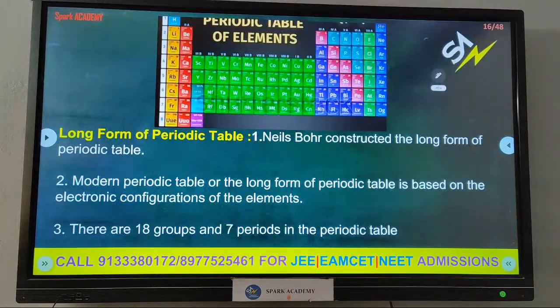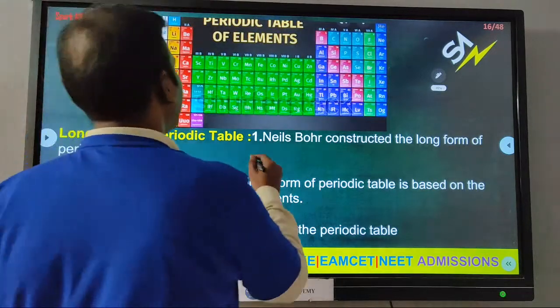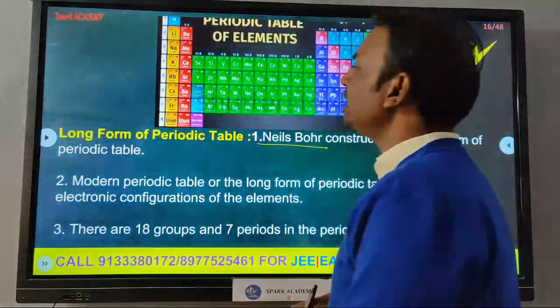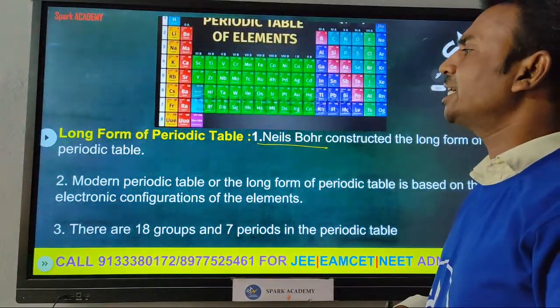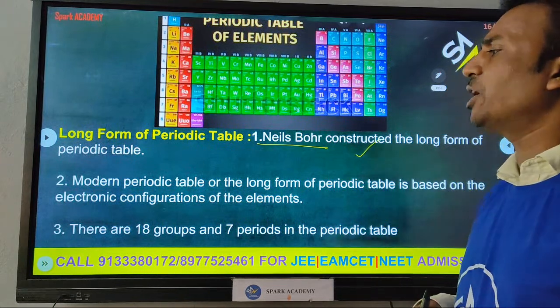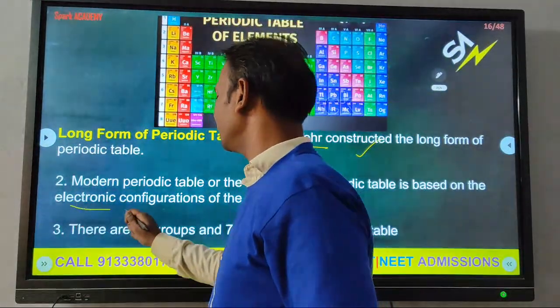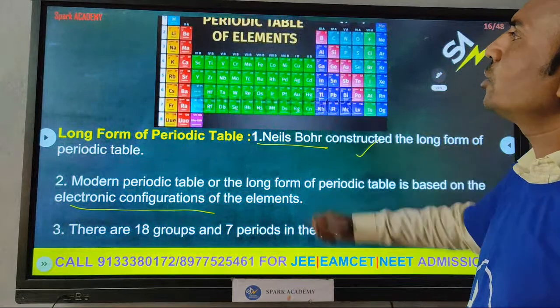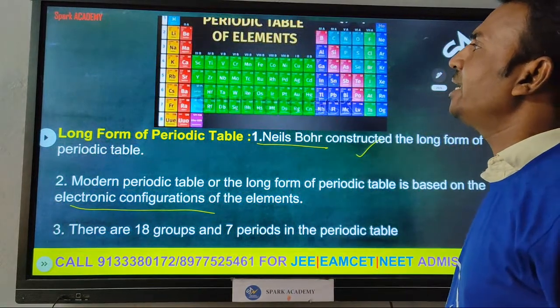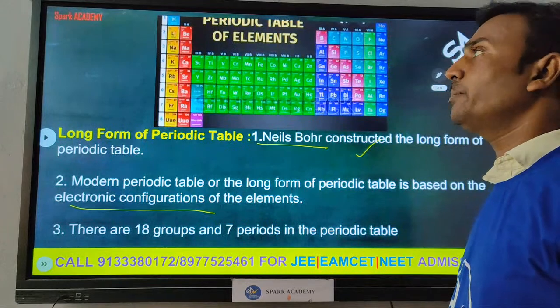This modern periodic table is also called the long form of the periodic table, which was constructed by Niels Bohr. The credit for the long form of the periodic table goes to Niels Bohr, because he constructed this periodic table depending on atomic number and based on the electronic configuration. So it is the modern periodic table, Niels Bohr's main contribution.